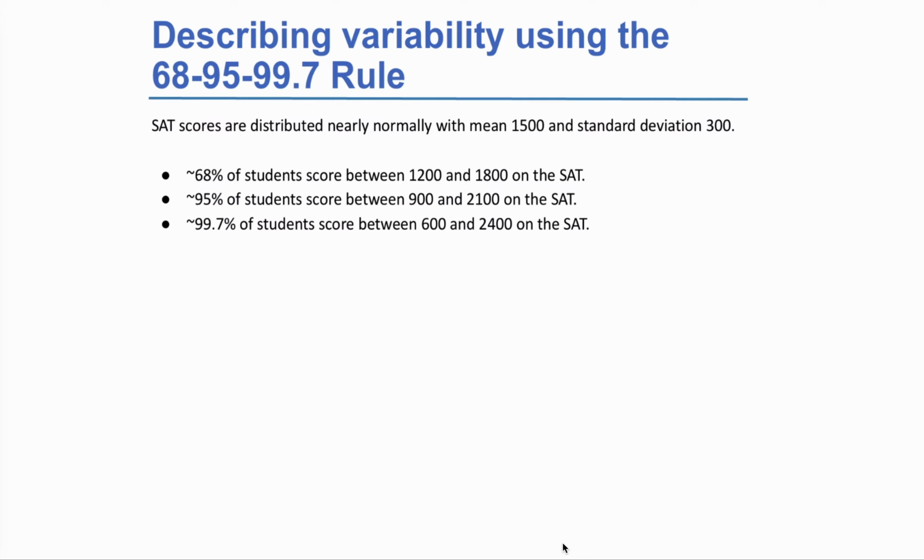So, 68% of students are going to score within plus or minus 1 standard deviation of the mean. So, 1500 plus or minus 300 is going to be from 1200 to 1800. Right? Within plus or minus 2 standard deviations is going to be 1500 plus or minus 600, which would be from 900 to 2100. And then 1500 plus or minus 3 standard deviations would be plus or minus 900, which would be from 600 to 2400.